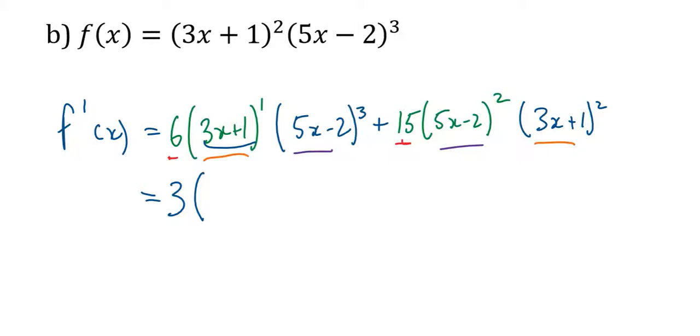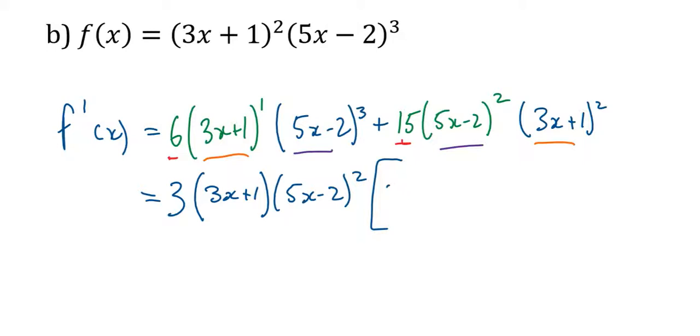So I'm looking at this bracket right now, and it's 3x plus 1. I've got one of them here and 2 of them here, so I can only take 1 out. And 5x minus 2, I've got it cubed and squared, so I can take out the smallest exponent, which is squared. And this is the part, again, that's not hard, but it's just unfamiliar enough, I think.